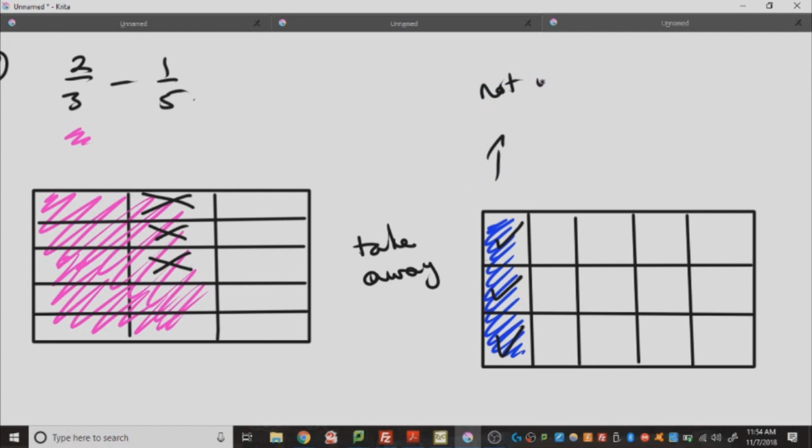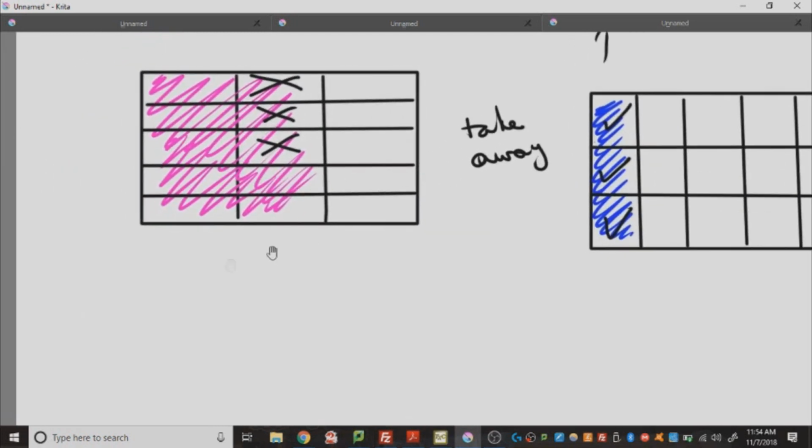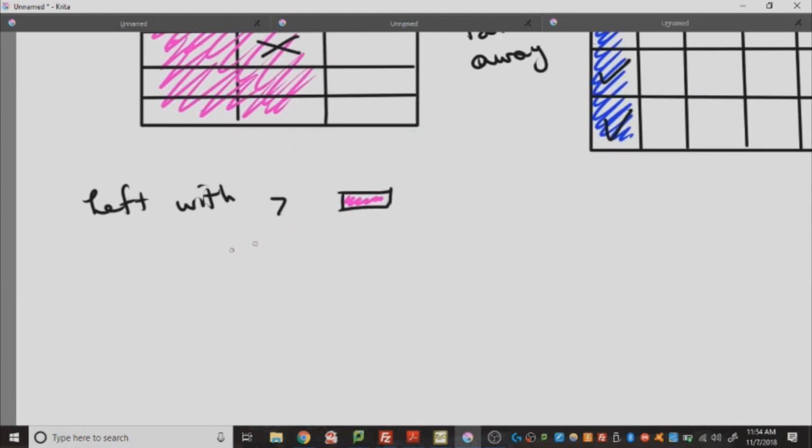Not, whoa, one step at a time. This is not what we have. It's what we're taking away. I just want to visualize it. So what we're left with, it's much less to write down here. We're left with 1, 2, 3, 4, 5, 6, 7 little pink pieces of what we have.